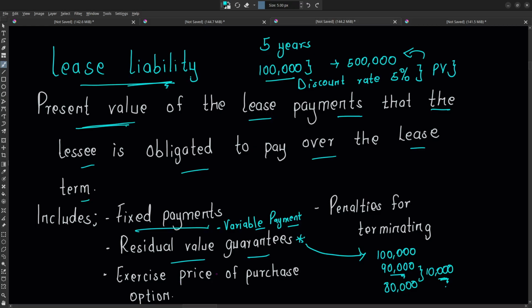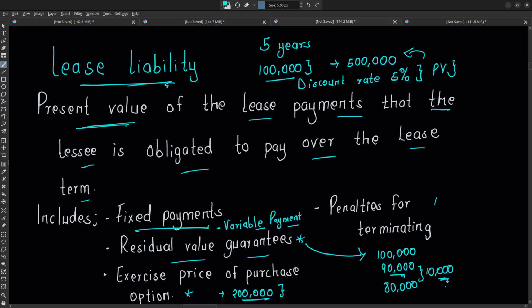Okay, then we have the exercise price of purchase option, which comes about where we have some lease agreements that have a purchase option. And if your intention is to own this, for example, if it is a motor vehicle, to own this motor vehicle at the end of the period, and you've been given an option where you will have to add, for example, 200,000 to get that motor vehicle, and you intend to own that motor vehicle, then you should also include this amount in your lease liability because you're going to incur this cost.